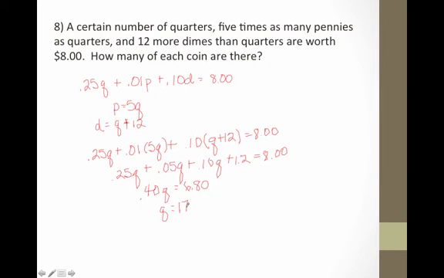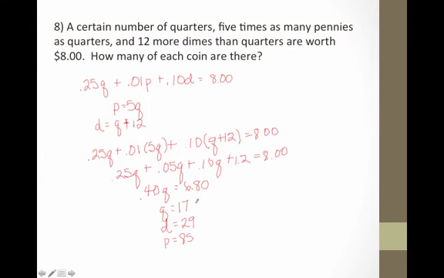So now I can plug my quarters back into my equation for dimes or for pennies. I know that I have 17 plus 12, or 29 dimes, and then I have 5 times as many pennies as quarters, so 17 times 5 is 85.